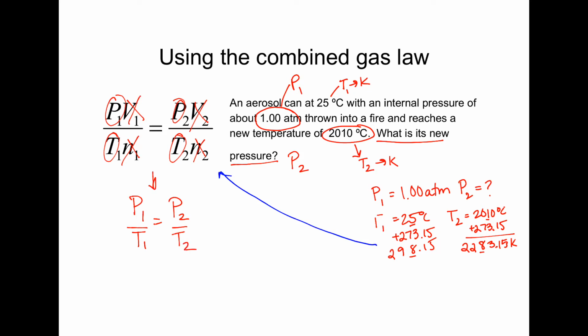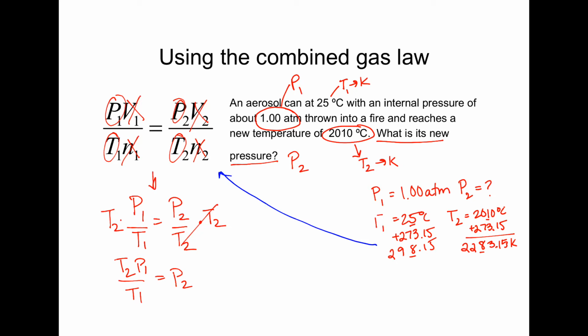Okay, so I need to put in my pressures and my temperatures there. I'm trying to find pressure 2, so I'm going to rearrange this equation so that pressure 2 is by itself on both sides. So I'm going to multiply both sides by T2, and I would get T2 P1 over T1, and then those cancel out, equals pressure 2.